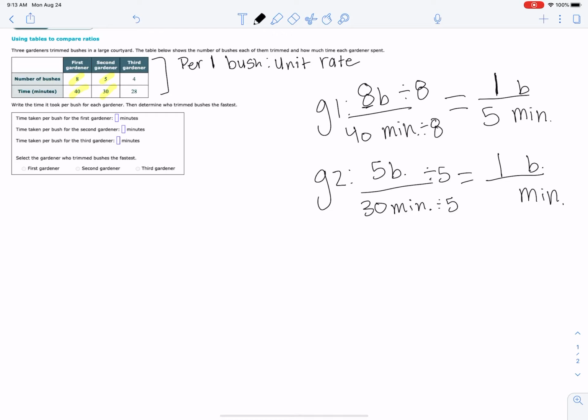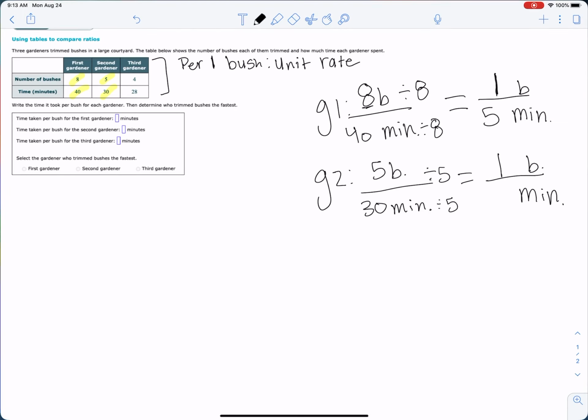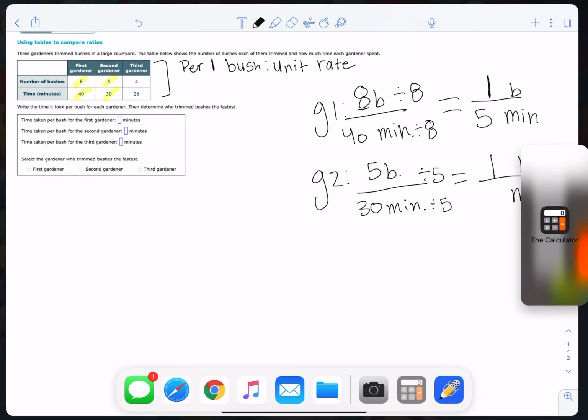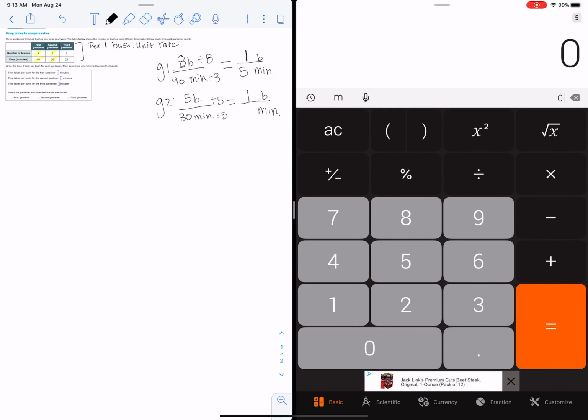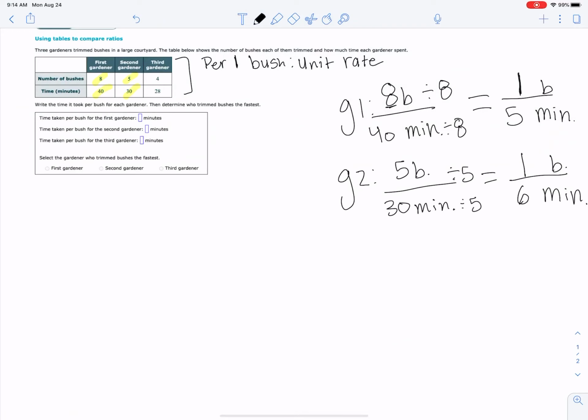Divide by 5, and we're going to use our calculator. So we're going to pull that up, and we have 30 divided by 5 gives us 6. So we know that gardener number 2 trimmed 1 bush in 6 minutes. Now we're going to look at gardener number 3. We can see over here on our table that he trimmed 4 bushes in 28 minutes. So those are the values for our fraction. 4 bushes, 28 minutes.